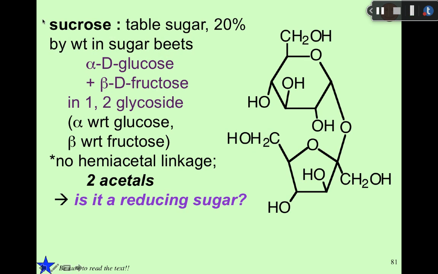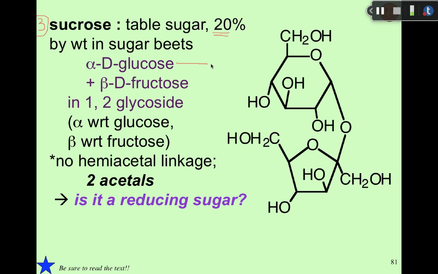Disaccharide number 3 is sucrose. Sucrose is our ordinary table sugar. It's isolated from our friends the sugar beets that are commonly grown in this area of the country in the Red River Valley. So that's what they're isolating from those funny things that are bouncing all over the streets in the fall. The structure of sucrose is a weird one.